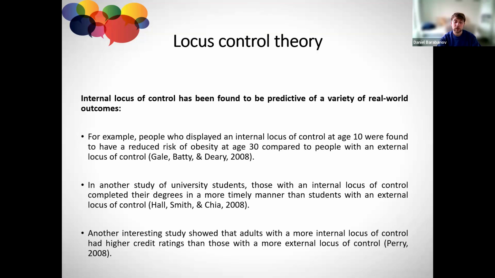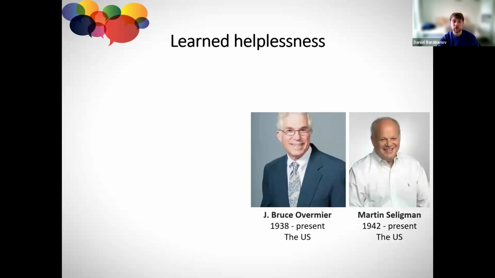Another interesting study showed that adults with a more internal locus of control had higher credit ratings. Again, more feeling of agency and better self-control lead to more responsible behavior with debt, and thus higher credit scores, which is also interesting, right? So this locus of control is connected with health and finances and education and many other areas of our life.